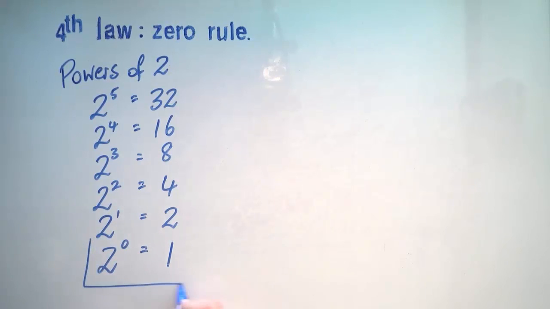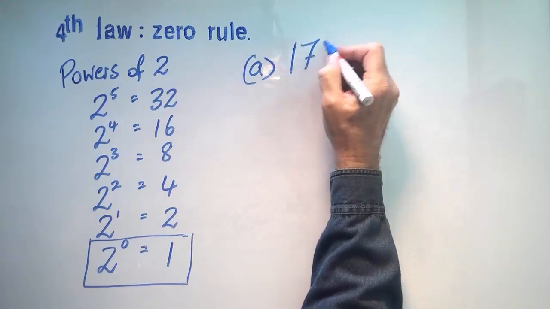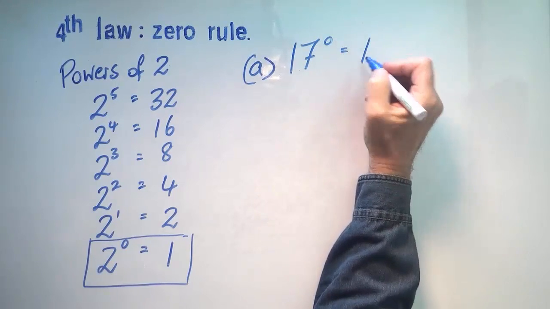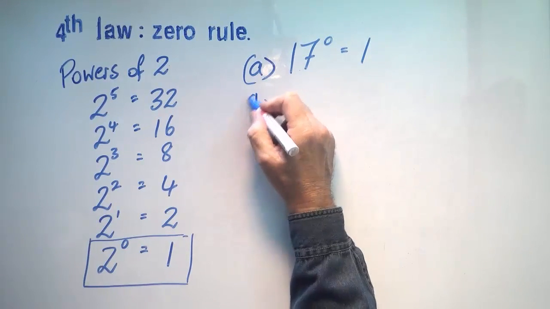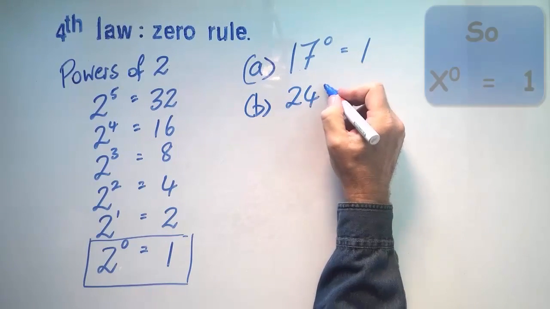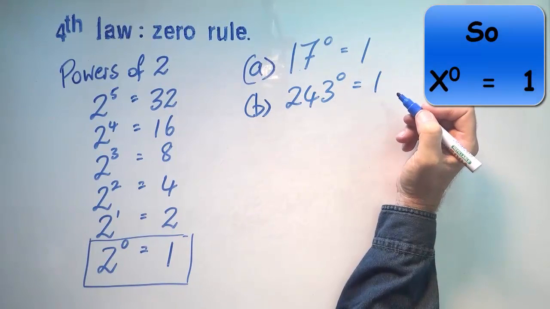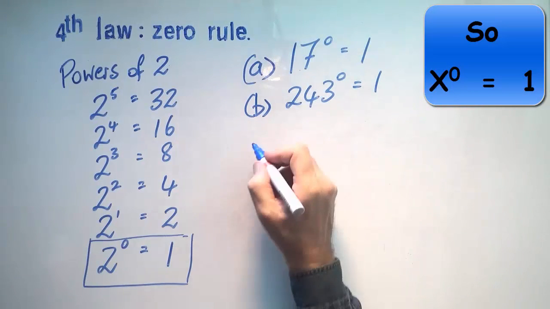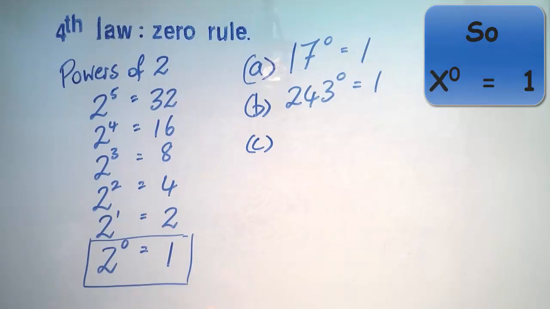Now this is what this is about. In fact, anything to the 0 equals 1. 243 to the 0 equals 1. And we can work the zero rule in with the other rules of indices.